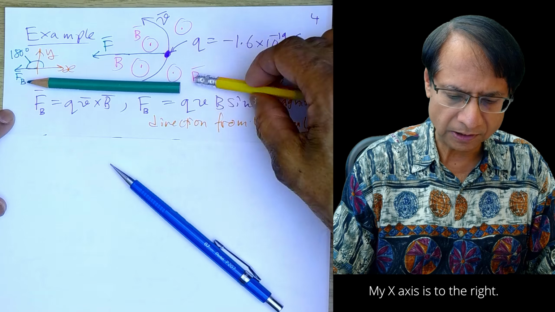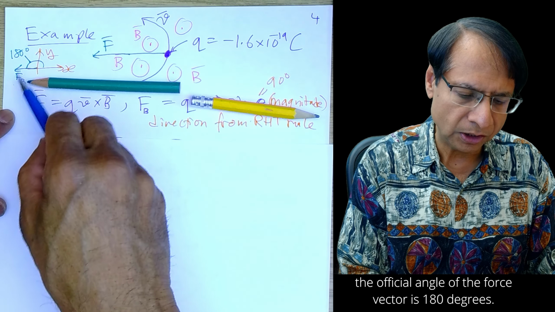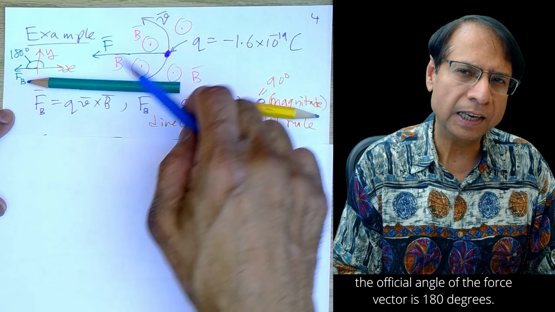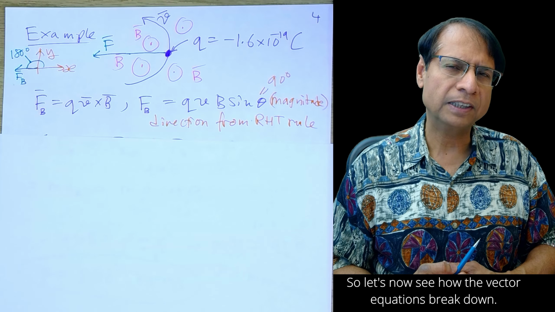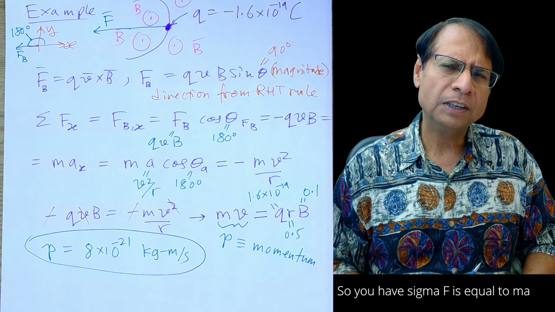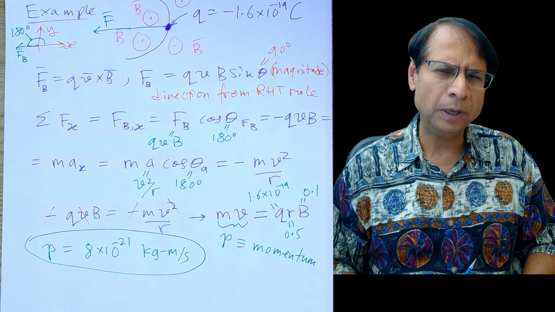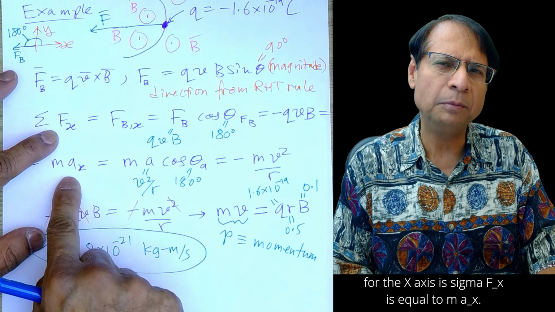My x-axis is to the right. So based on this diagram, the official angle of the force vector is 180 degrees. And so remember that. So let's now see how the vector equations break down. So you have sigma F is equal to ma. For the x-axis, sigma Fx is equal to max.